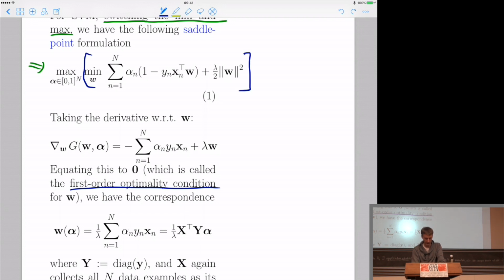Okay, so the inner thing has a very simple derivative actually. So what we want to do is take the W derivative. So let me look at one entry of this sum.